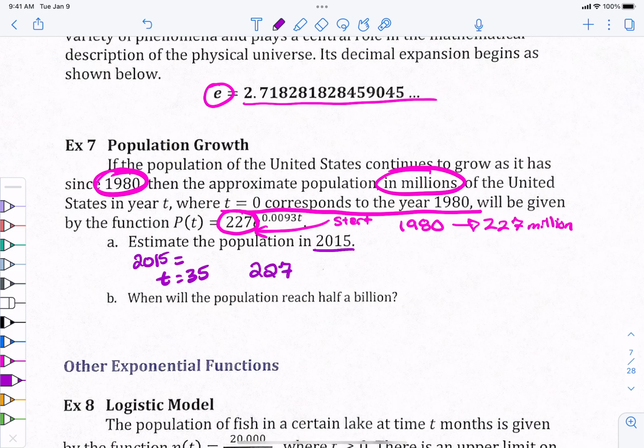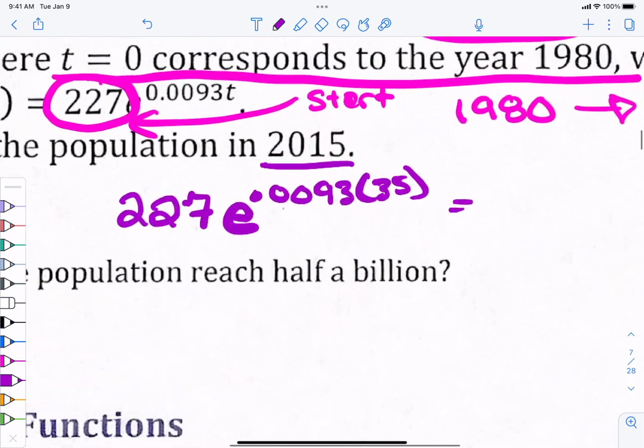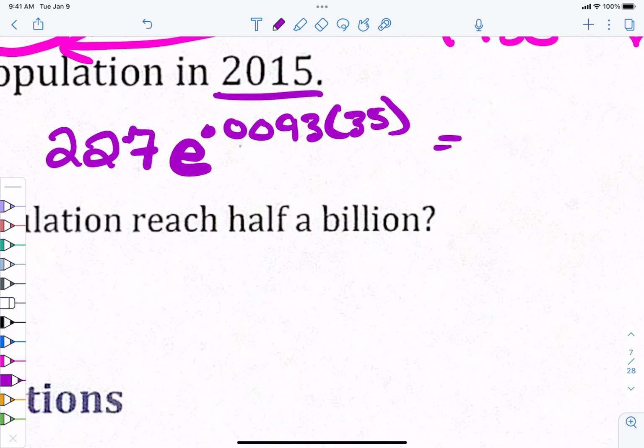Practice plugging this into your calculator: 0.0093 times 35. You can just do it all in one shot if you want. Practice typing that in so you know how to do it. These are just the notes for 5-2. I got 314.33.